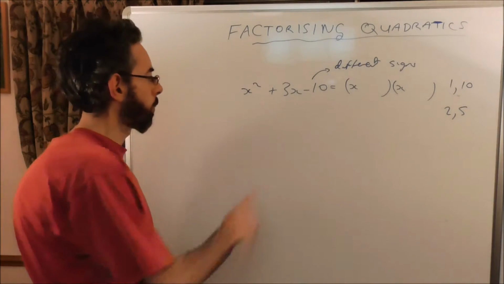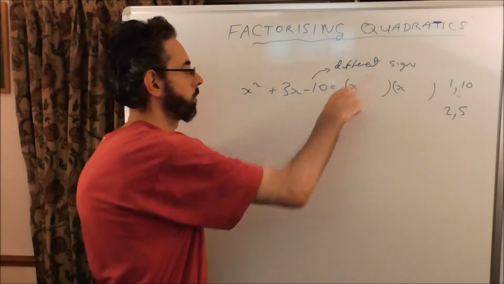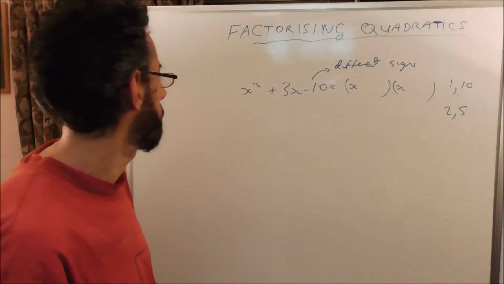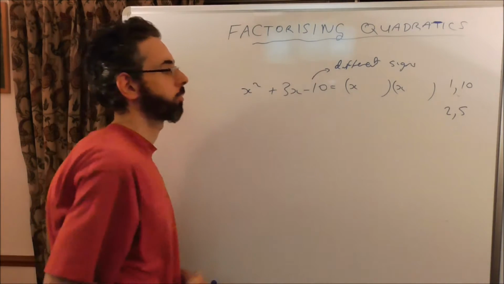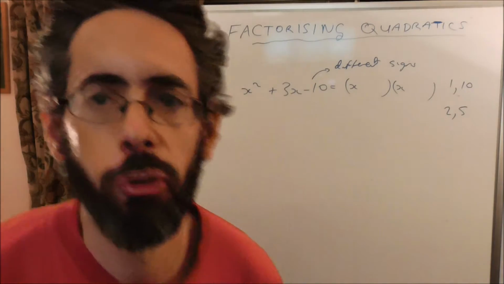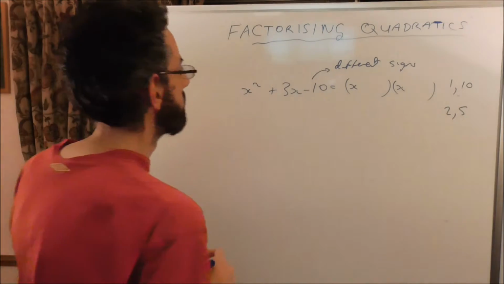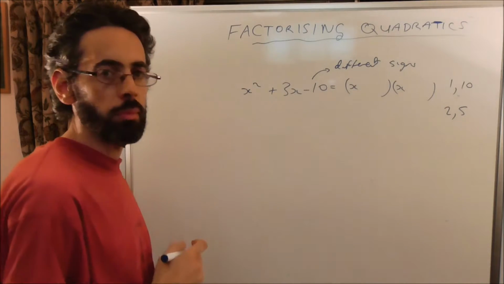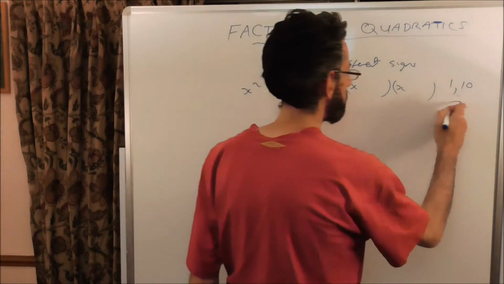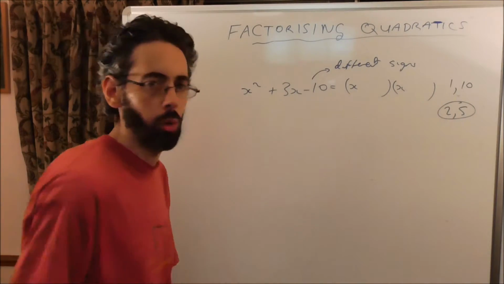Okay, we've got 3x there. So when we expand the brackets, we would need to get 3x. So what we need to do is, because the signs are different, we're actually looking for a pair with a difference of 3 this time, not a total of 3. So which pair has a difference of 3? Yep, it's 2 and 5. Now let's see how that works.